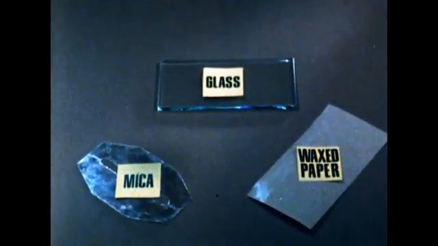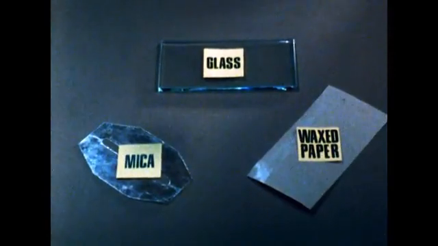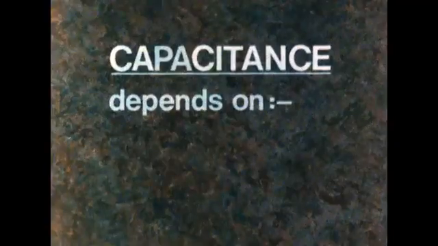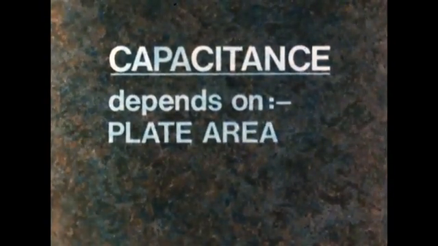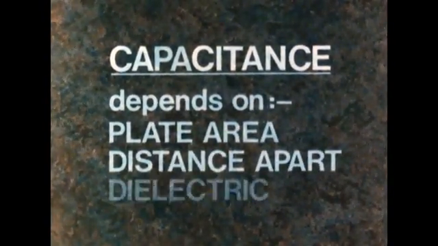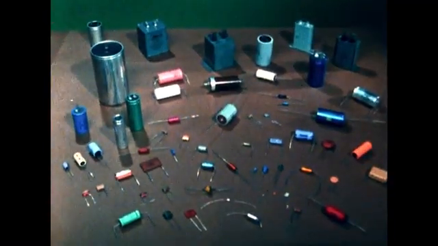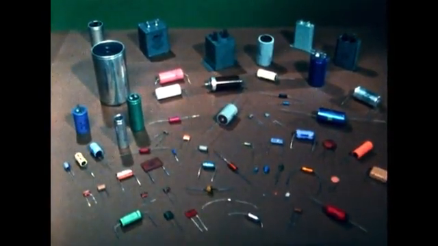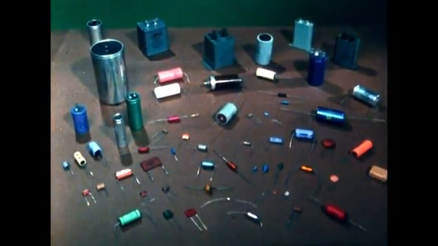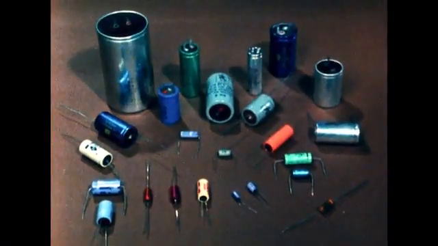Typical dielectric materials in addition to air are mica, glass, and waxed paper. So the ability of a capacitor to store charge, its capacitance, depends on the area of the plates, the distance they're apart, and the dielectric between them. There are many types of capacitors and a wide variety of shapes, sizes, and capacitances. But those met with are usually of two types, the paper capacitors and the electrolytic capacitors.